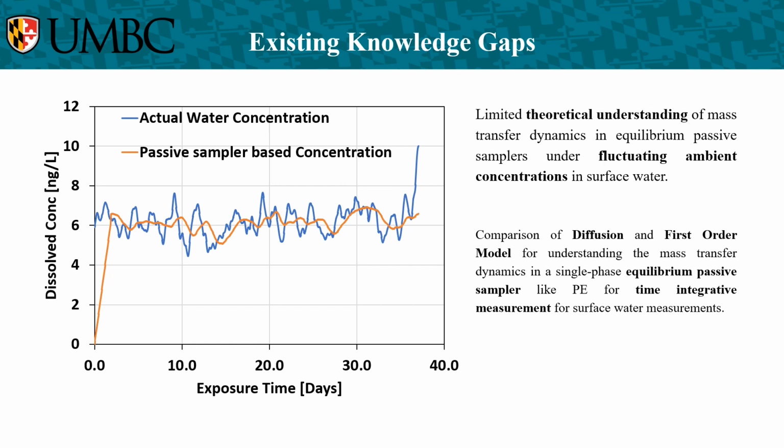There are two main mathematical models that are used to analyze sampler water exchange kinetics, the diffusion model and the first order model. So the second knowledge gap that we try to address here is to compare these two models in understanding the mass transfer kinetics in a single phase equilibrium passive sampler like polyethylene for time integrative measurement of surface water concentrations. I will now explain these two models in detail, and I will use the example of uptake or loss of PCB compounds into a polyethylene passive sampler.